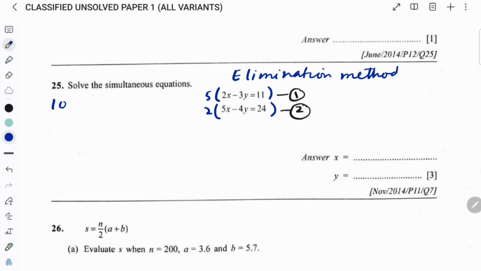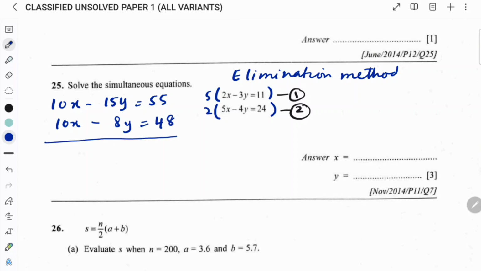All right, so 5 times 2 is 10x minus 5 times 3 is 15y equals 11 times 5 is 55, and then 2 times 5 is 10x minus 2 times 4 is 8y. Remember the signs are important, is 48, doubled. Now we need to change the sign, obviously, because if the signs are the same, we cannot cancel. If the signs are positive, make it negative. If it is negative, make it positive. Okay, so here 10x minus 10x is 0, minus 15 plus 8 is minus 7.